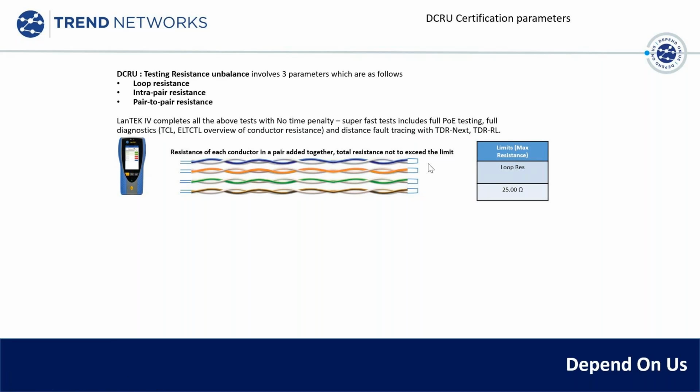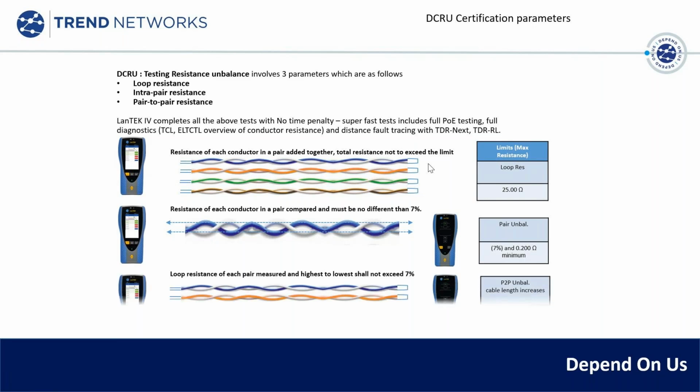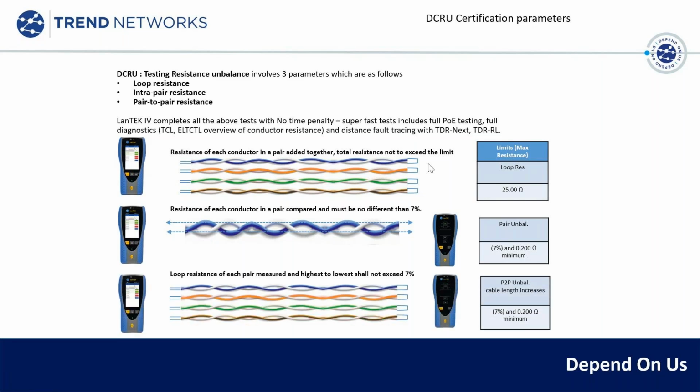Okay. The second step now looks at the pair and we look at each individual wire. So yes, these tests happen very, very quickly. In fact, Lantec is going to do all these tests in 7 seconds. So we're going to do a loop resistance. We're then going to look at each individual pair and apply a test across that. And then lastly, we're going to capture those numbers and we're going to compare them across the group.